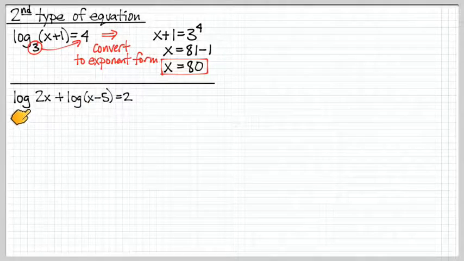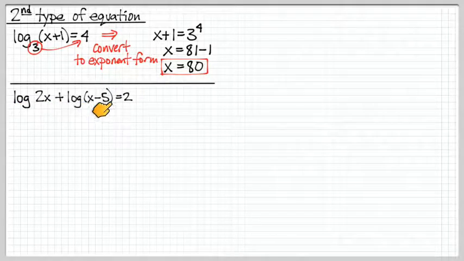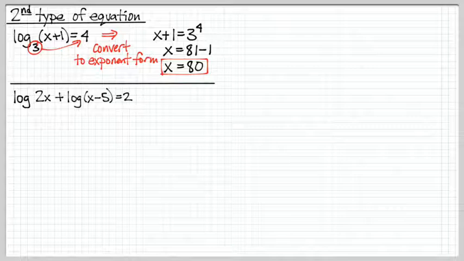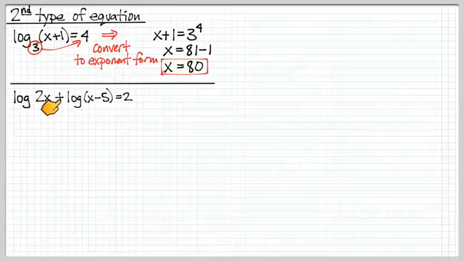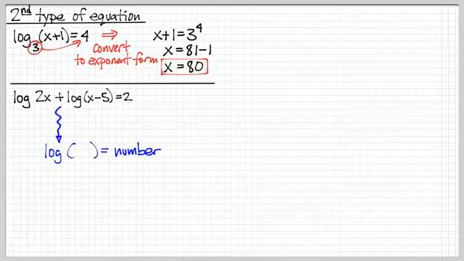Here's another case. We actually have 2 logs, and we have a number all by itself. The trick here is to use the log properties. Since we have the sum of 2 logs, we want to get it down to the point where we have a single log equal to a number, just like we had in the example up at the top.